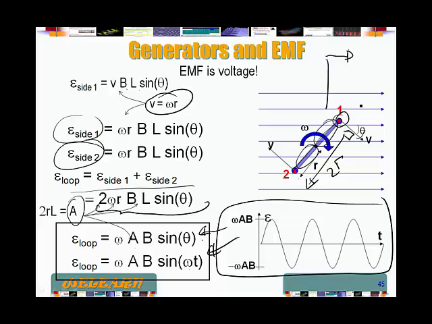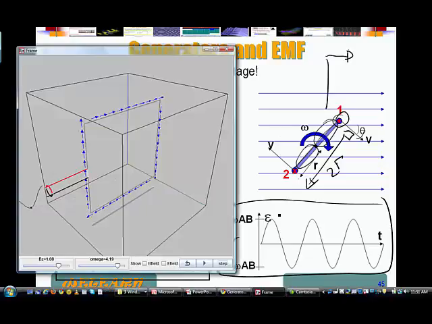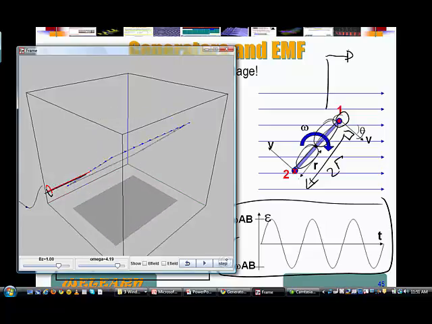So when theta is 0, we have no EMF. When theta is 90 degrees, that's when we have the maximum EMF. Okay, this is theta is 90 degrees. Remember, theta is perpendicular to the loop, and this is a 0 theta. Okay.